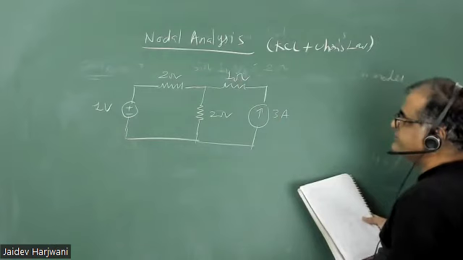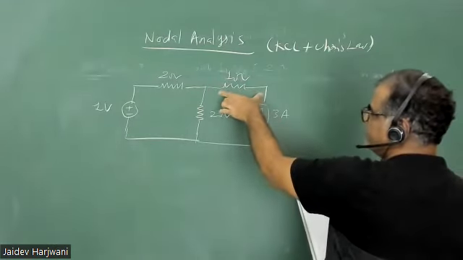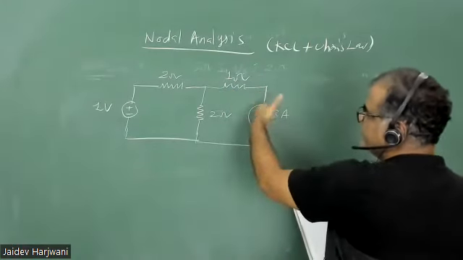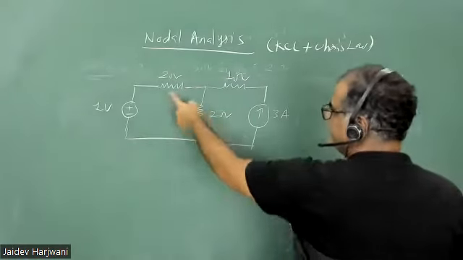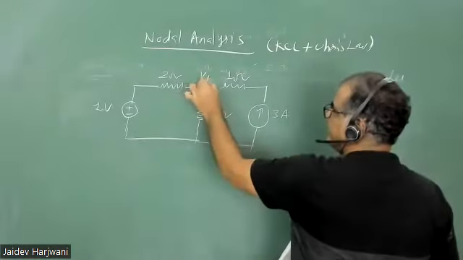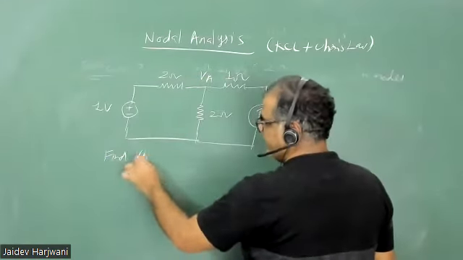Okay. So 3 ampere current is going here. So that means here also you know the voltage drop. So you already know this current, one current already known. So you need only 2 currents. Okay. So find VA.